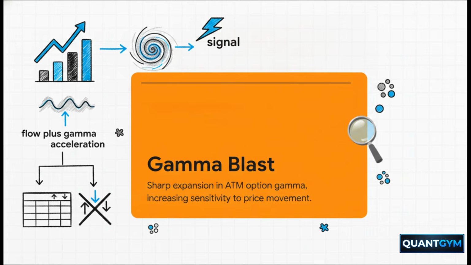And here's the absolute key design choice you've got to understand. Ordinary, everyday option chain bullishness just isn't enough to trigger this. You need flow plus that gamma acceleration to fire off a real signal.